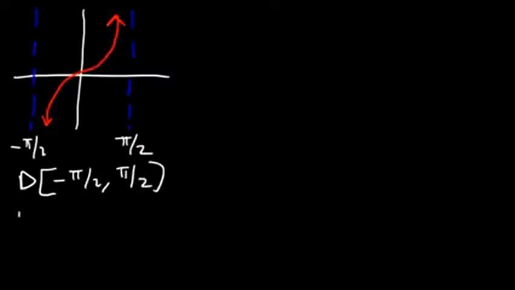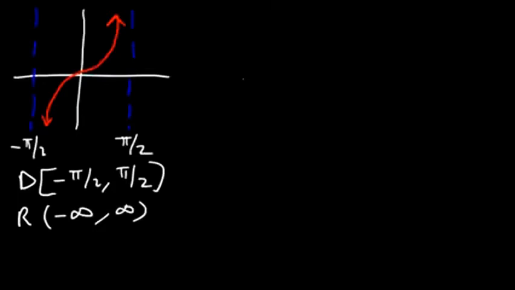So I'm going to redraw a smaller version of the tangent function, which looks like this. So the restricted domain is in between the two vertical asymptotes, which are located at negative pi over 2 and positive pi over 2. So the domain for this restricted tangent function is negative pi over 2 to pi over 2. But notice that it doesn't have a restricted range. The range is from negative infinity to infinity.